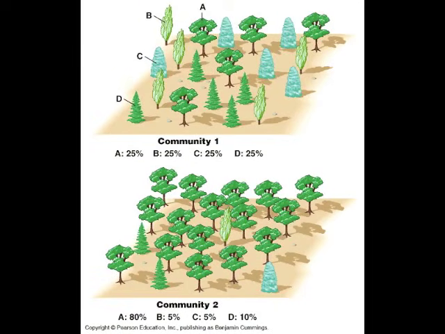To determine species evenness, we need to count the number of individuals in each species. We want to figure out relative abundance. How common is each species?